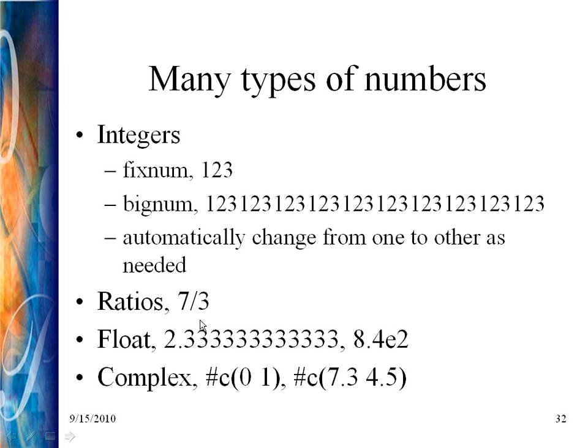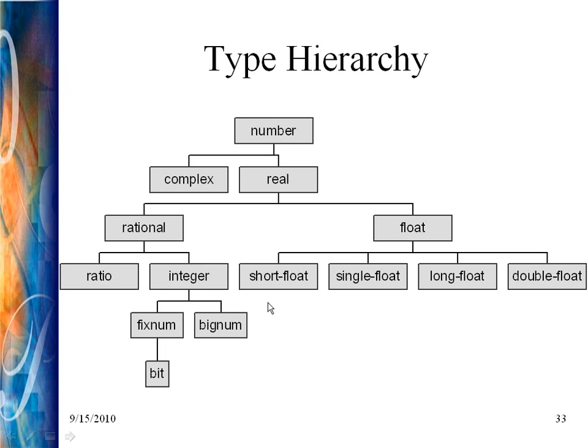There are ratios, which are a ratio of two integers. There are floating point numbers, and there are complex numbers. And so all of these types are supported within Lisp, and here is the type hierarchy. Number has two subtypes, complex numbers and real numbers. Real numbers can be rationals or floats. Rational can be a ratio or an integer. An integer can be a fixnum or a bignum.